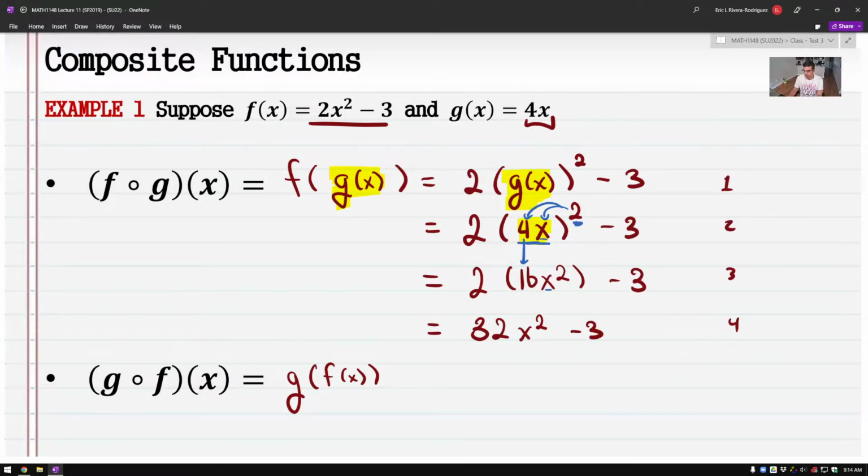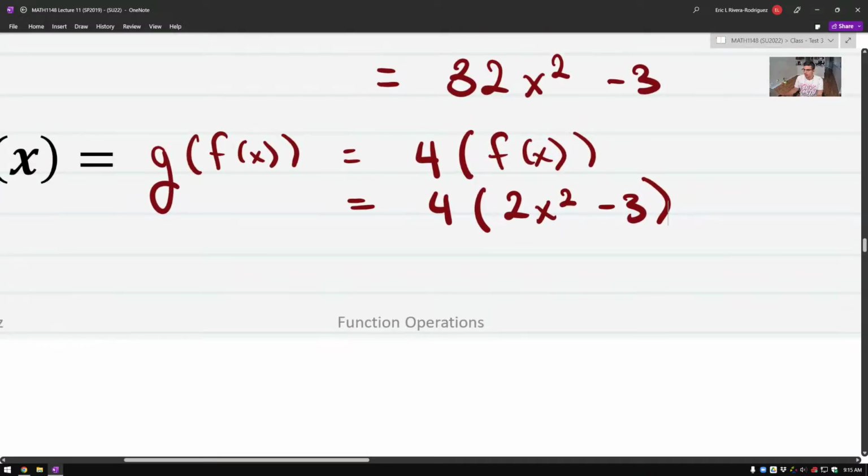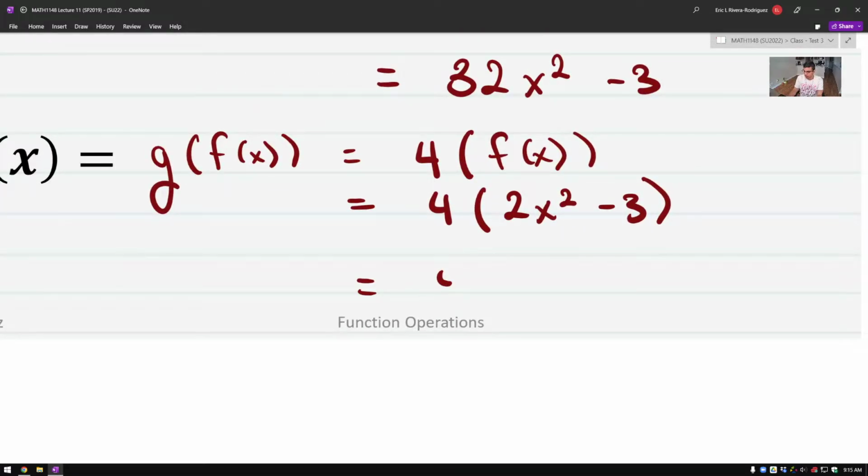Okay, so let's do this one. So we have g of, the definition of g is just 4x. So in that place we are going to put f of x, and f of x is equal to 2x squared minus 3. So we have 4 times 2x squared minus 3. And then we apply the distributive property. So 4 times 2x squared is 8x squared minus 3, which is minus 12, because we have 4 times 3, which is 12.